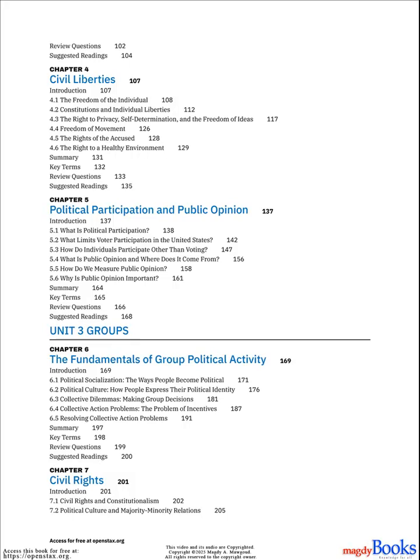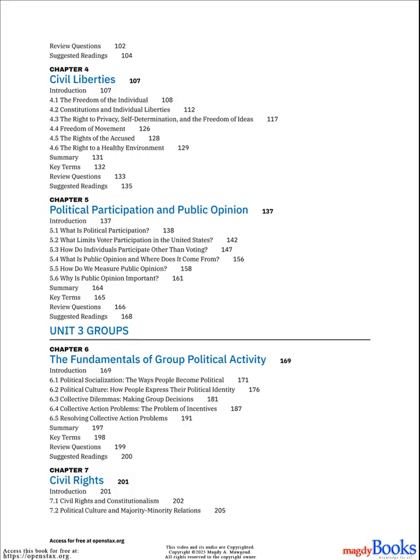Chapter 5, Political Participation and Public Opinion. Introduction. 5.1, What is political participation? 5.2, What limits voter participation in the United States? 5.3, How do individuals participate other than voting? 5.4, What is public opinion and where does it come from? 5.5, How do we measure public opinion? 5.6, Why is public opinion important? Summary, Key Terms, Review Questions, Suggested Readings.